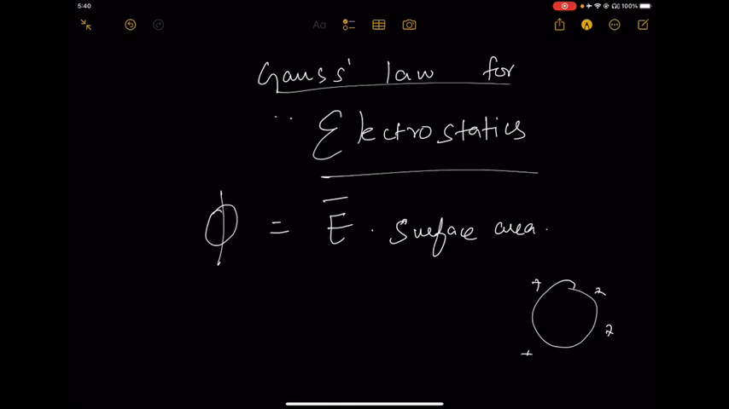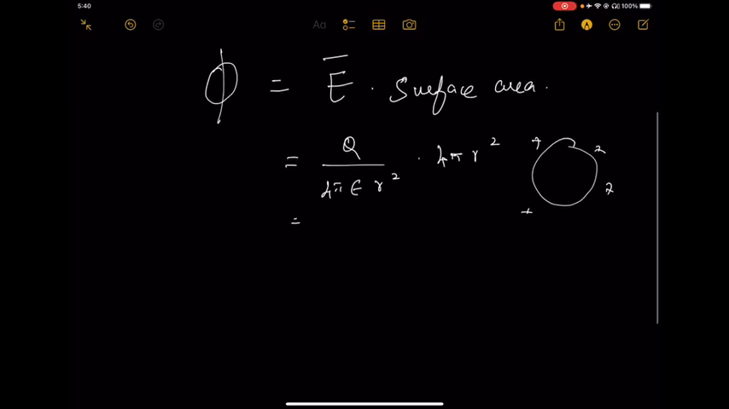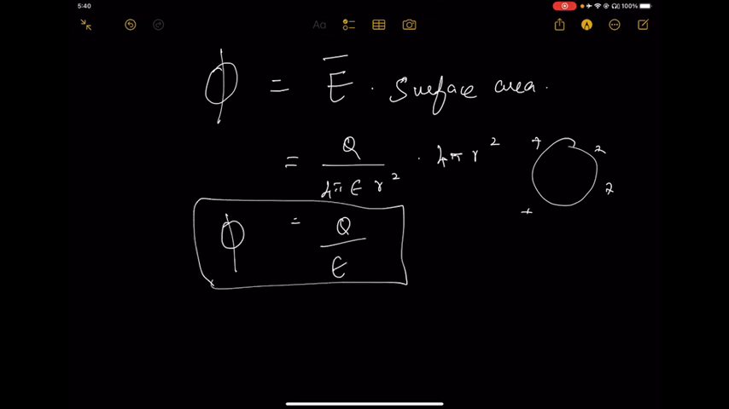So the surface area of the sphere is 4 pi r square, and electric field is say q by 4 pi epsilon r square, dot 4 pi r square. So the final result will be charge by epsilon. This is one way of defining Gauss law.